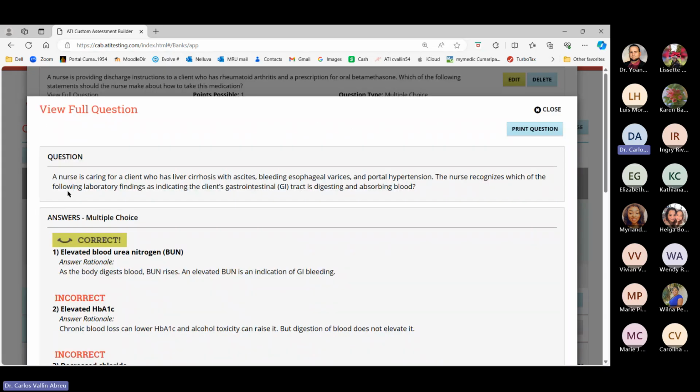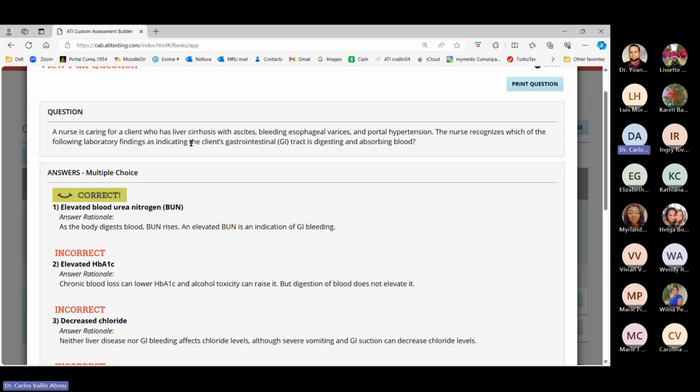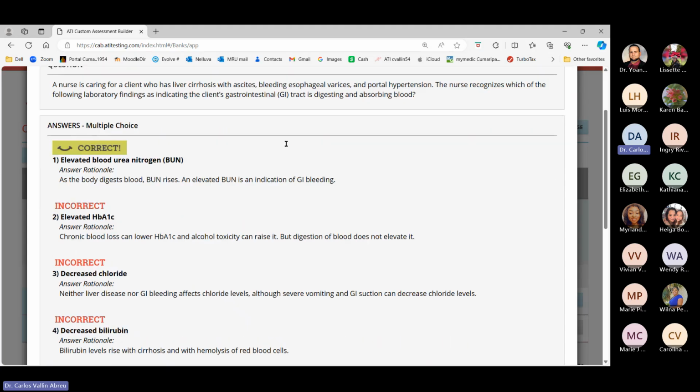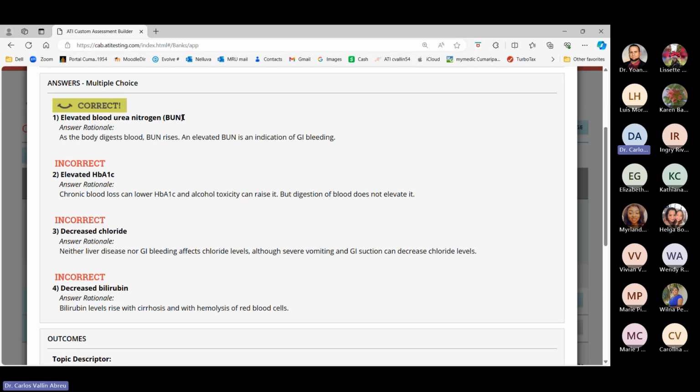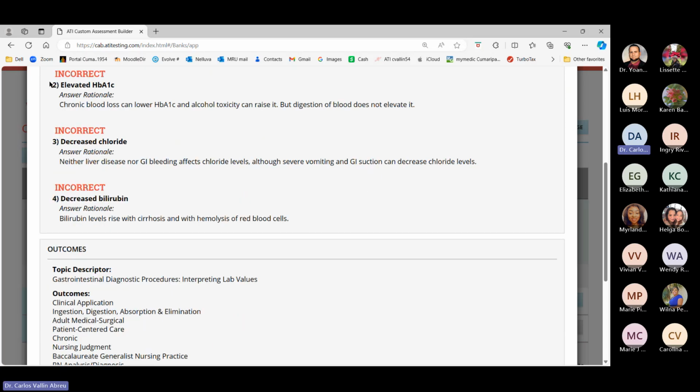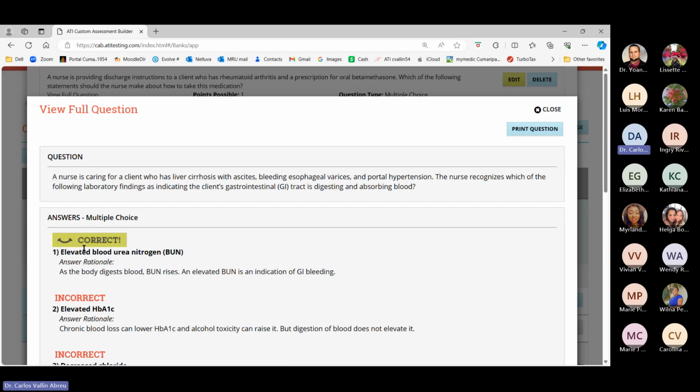A nurse is caring for a client who has liver cirrhosis with ascites, bleeding, esophageal varicose veins, and portal hypertension. Which of the following lab findings indicates that the client's gastrointestinal tract is digesting and absorbing blood? Okay, we have the BUN, blood urea nitrogen, A1C. A1C has nothing to do with protein. Chloride has nothing to do with protein. Bilirubin has nothing to do with protein. Guys, blood is mainly protein. The hemoglobin is a protein.